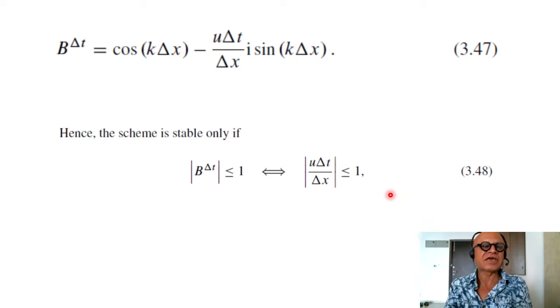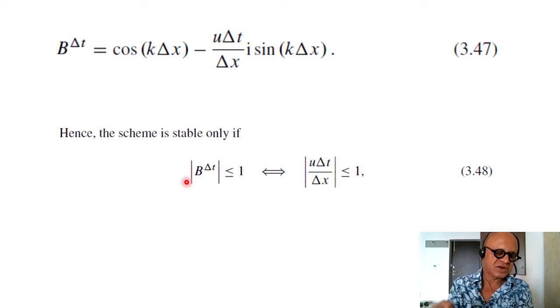So going and writing again our amplitude numerically, B to the delta t is cosine k delta x minus u delta t over delta x times i sine k delta x. So the scheme is stable only if the magnitude of B to the delta t is less than or equal to 1, which amounts to the same as u delta t over delta x being less than or equal to 1. So if the CFL criterion is satisfied, then the Lax scheme is stable. Yes. Are we home free?